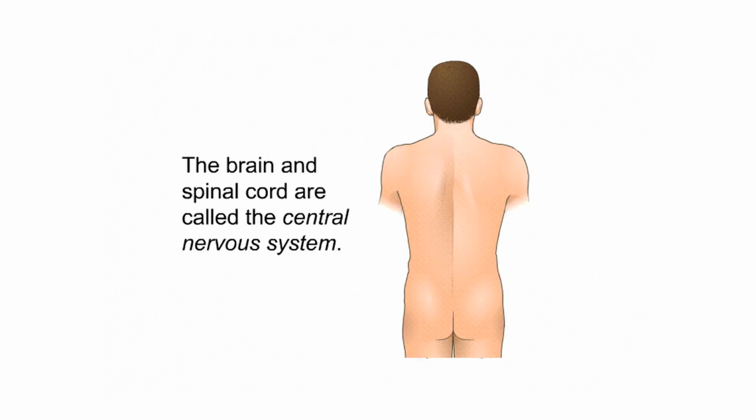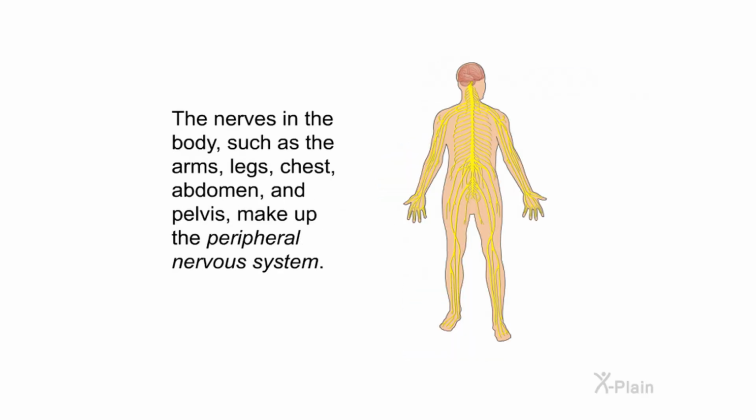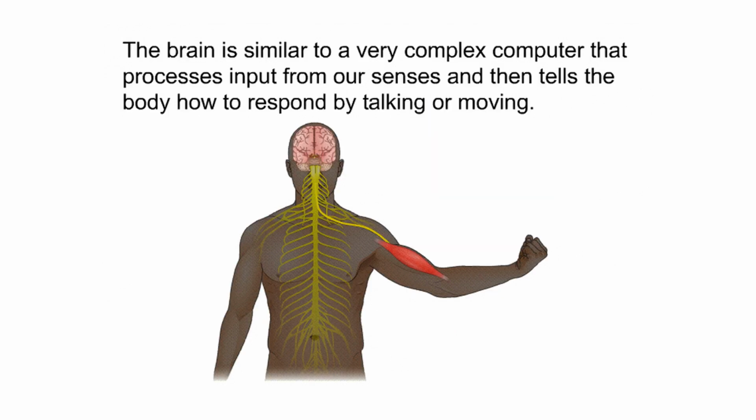Anatomy. The brain and spinal cord are called the central nervous system. The nerves in the body, such as the arms, legs, chest, abdomen, and pelvis, make up the peripheral nervous system. The brain is similar to a very complex computer that processes input from our senses and then tells the body how to respond by talking or moving.